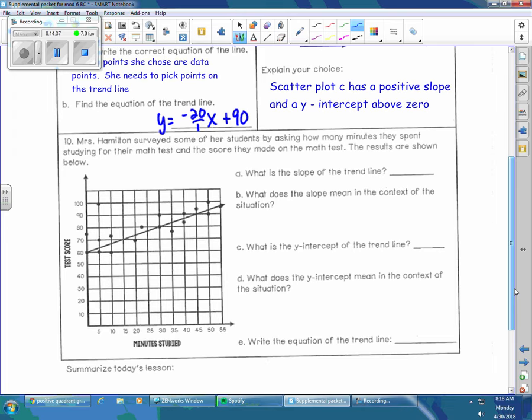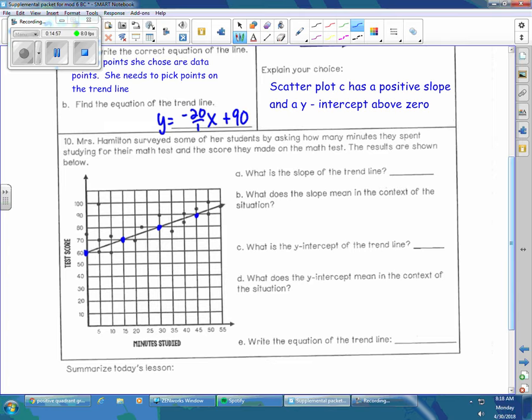Number 10, Mrs. Hamilton surveyed some of her students by asking them how many minutes they spent studying for their map test and the score they made on their map test. The results are shown below. What is the slope of the trend line? So again, I'm picking points that are on the line, not necessarily data points.